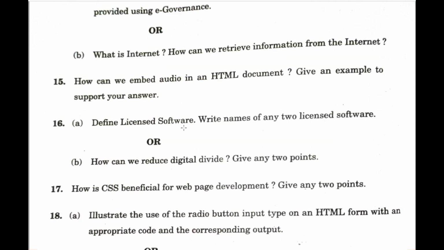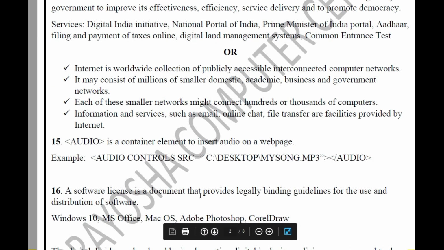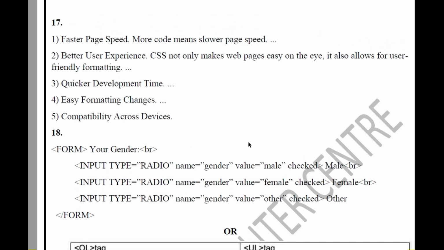Next, define licensed software. Write names of any two licensed software. A software license is a document that provides legally binding guidelines for the use and distribution of the software. For example, Windows 10, MS Office, Mac OS, Adobe Photoshop, CorelDRAW. These are called licensed software.